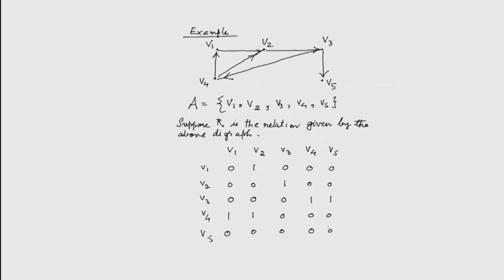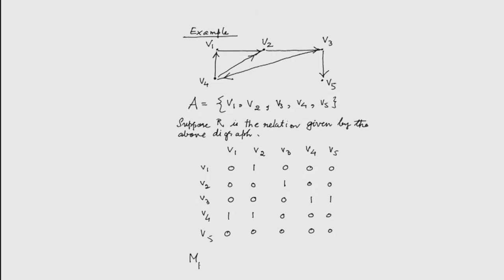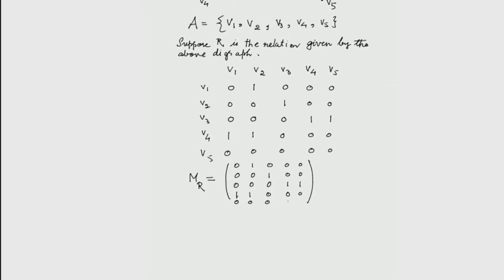Thus, we have the basic matrix corresponding to the relation R, and if we choose to forget the ordering, that is, suppose we fix the ordering once and don't write it beside the rows and columns of the matrix all the time, we can write MR as 0, 1, 0, 0, 0, 0, 0, 1, 0, 0, 0, 0, 0, 1, 1, and 1, 1, 0, 0, 0. And at the end, we have another row that is all 0, corresponding to V5. So, this is the matrix corresponding to R.